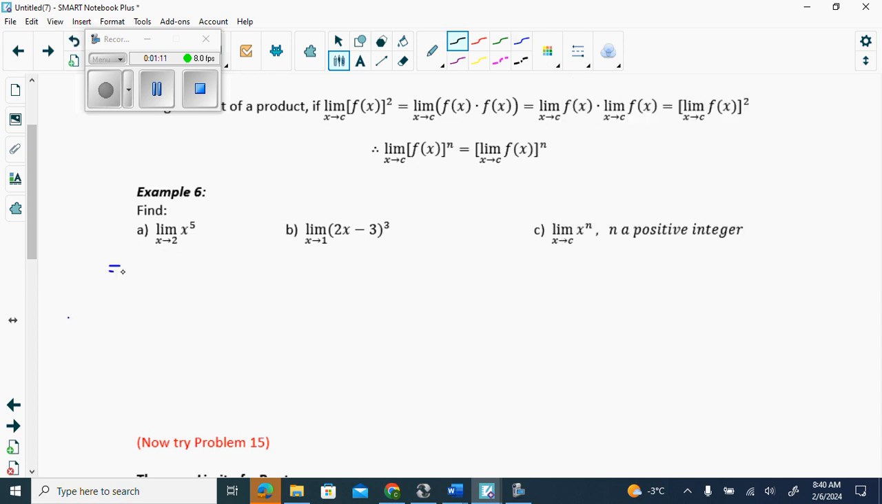If we put the 2 in, and we have the word limit, what happens to the word limit? It goes away. The moment you distribute in, the limit goes away because it tells us that we put that in there. And 2 to the 5 is 32.